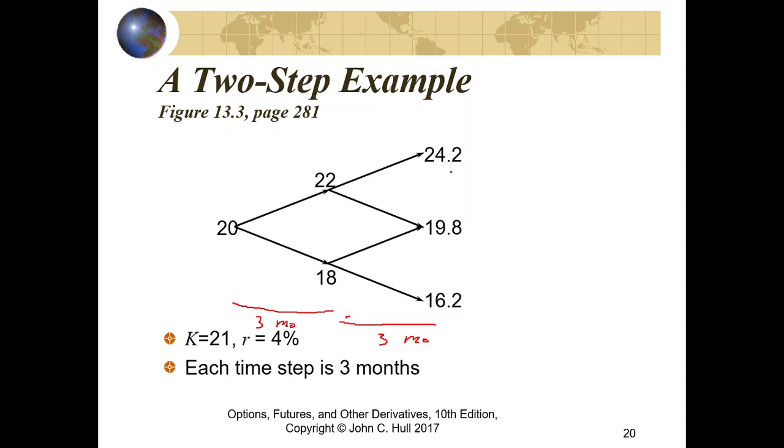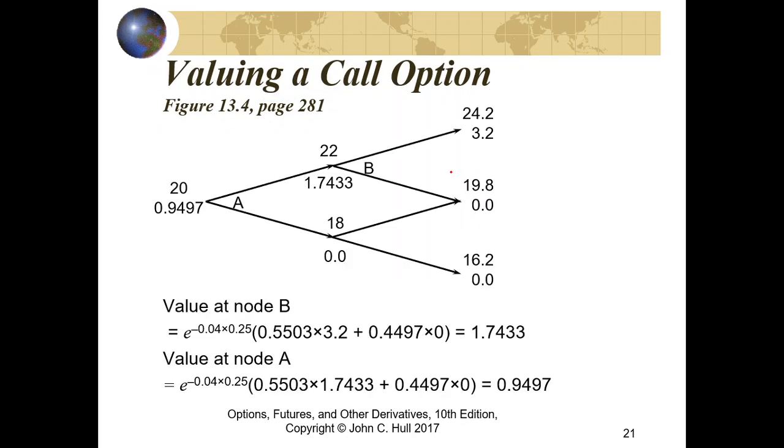Okay, now we know these are called the terminal values of the tree. At the terminal values of the tree, we calculate the payoff of the option at each level of the stock price using the payoff equal to the maximum between S_T minus K or 0.